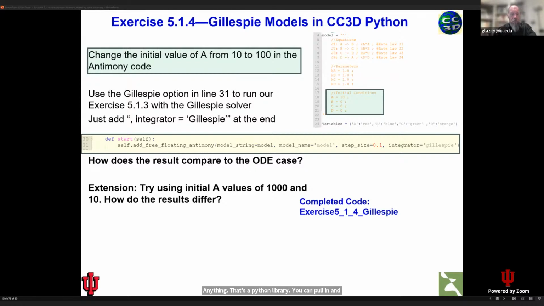So there's no reason you can't, but they're not built-in functions in CompuCell. If we found one that people really liked, we'd probably try to deploy it as part of CompuCell. So if you have suggestions, we can try that.